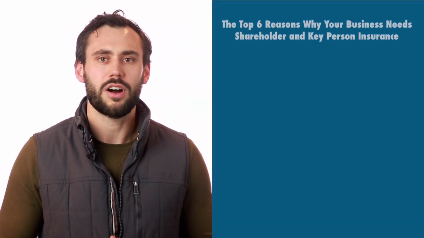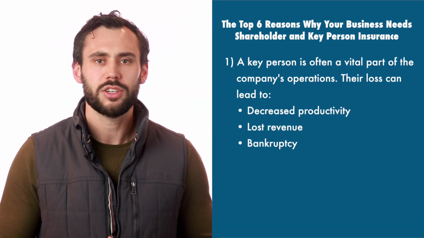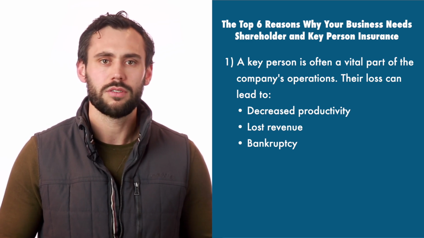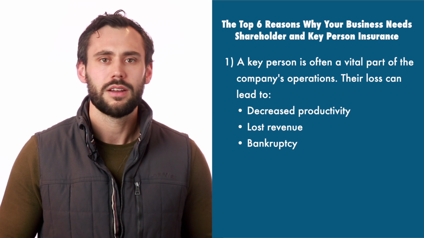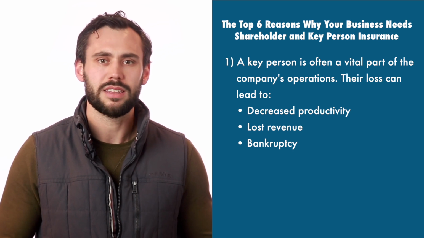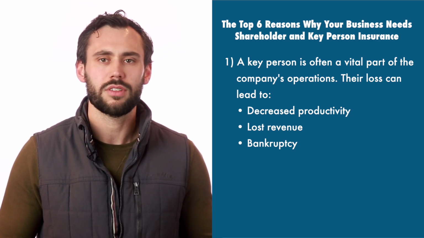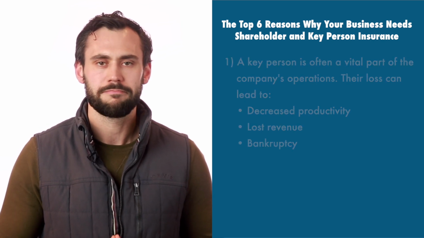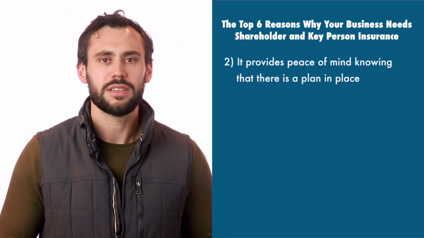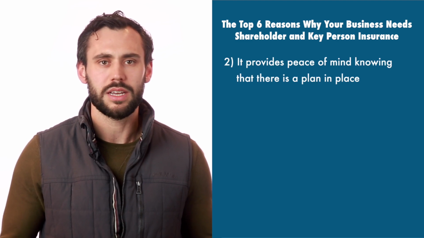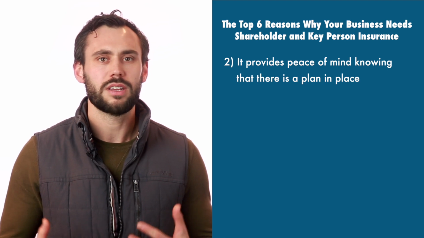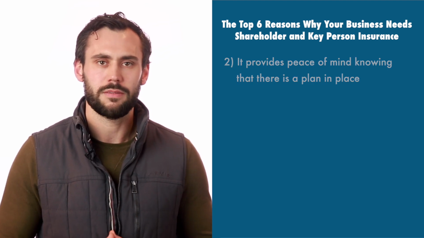A key person is often a vital part of the company's operations, and their absence can lead to decreased productivity, lost revenue, and even bankruptcy. Shareholder insurance can help mitigate these risks by providing funds to cover the costs of replacing the key person or purchasing their shares. The insurance provides peace of mind by knowing there is a plan in place in case of the unexpected loss of a key person, and can help to alleviate the stress and uncertainty of that situation.